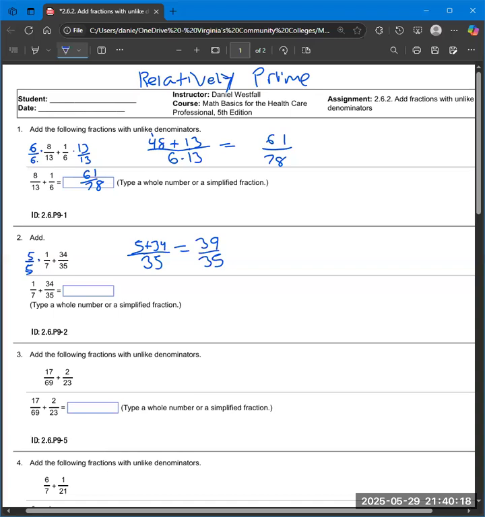39 is 3 times 13. 35 is 5 times 7, so there's no common factors. It's okay that it's an improper fraction. It is a simplified fraction, so we're going to leave it alone, just like that.